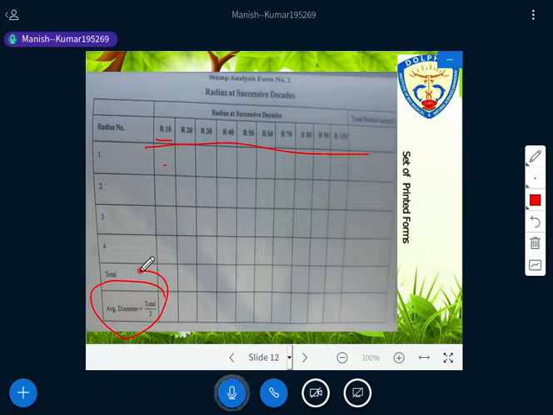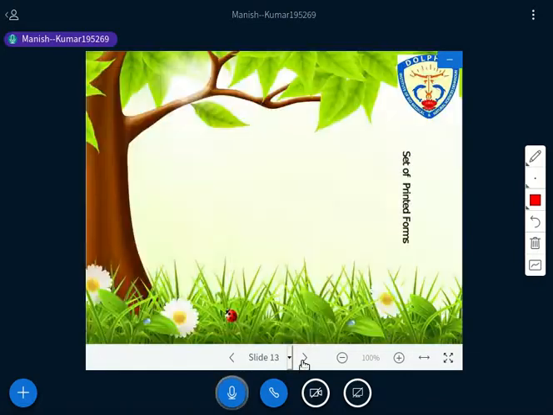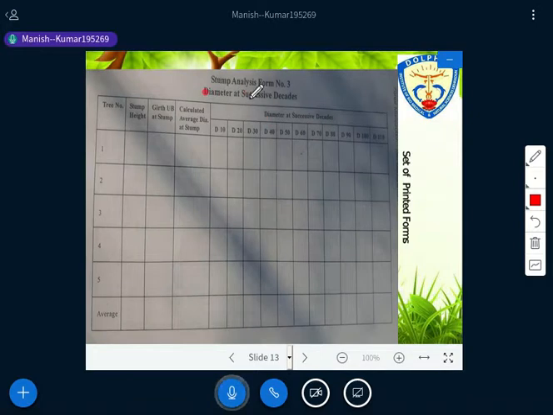Average diameter needs to be calculated. You will get this total radial length here. This is total radial length, and then all this data has to be written in this itself. Then move ahead. We have another form, diameter at successive decades. Again the diameter has to be written over there.